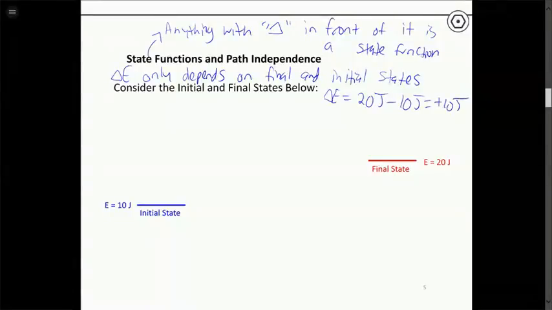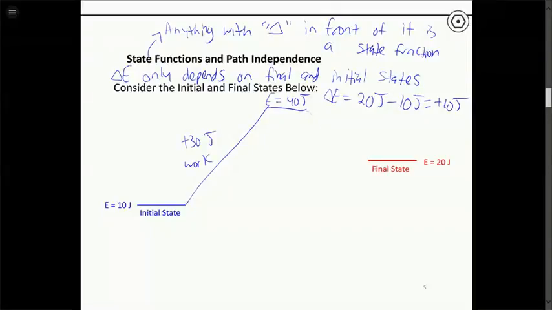Okay, so our delta E only depends on this initial and final state, and there's a number of ways that we can get there. So let's suppose that our path from our initial state to our final state, we can do it in a couple different ways, or actually infinite different ways, but let's talk about this possibility. Let's say we do plus 30 joules of work. So we do work on the system, 30 joules. That brings it to a value of 40 joules.